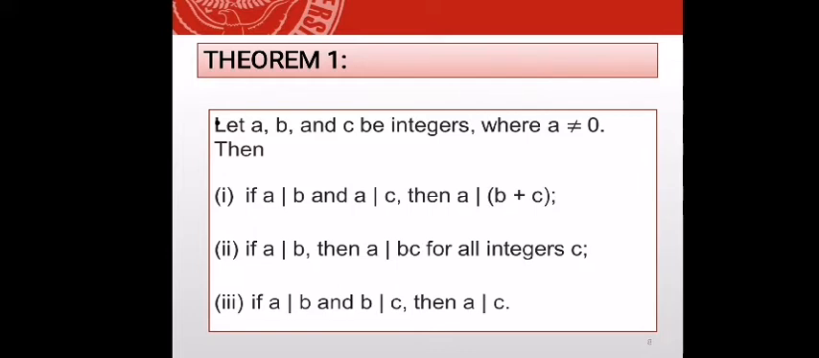So, theorem number 1, we have here. Let a, b, and c be integers where a is not equal to 0. Then, if a divides b and a divides c, then a divides b plus c. If a divides b, then a divides bc for all integers c. If a divides b and b divides c, then a divides c.